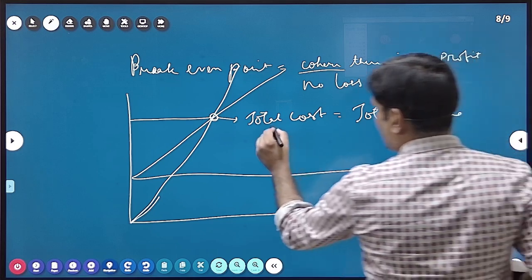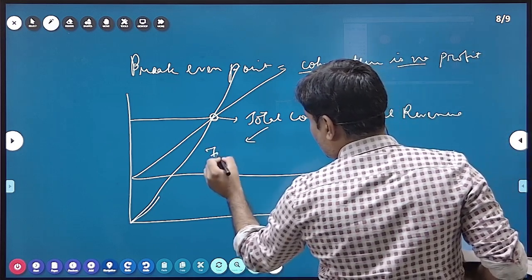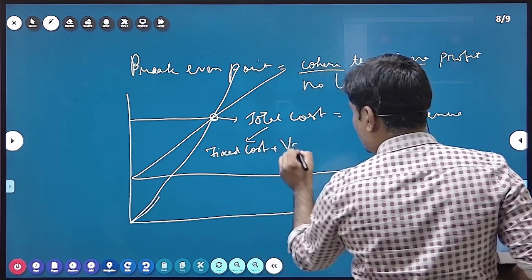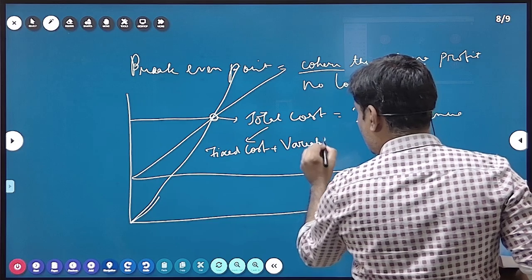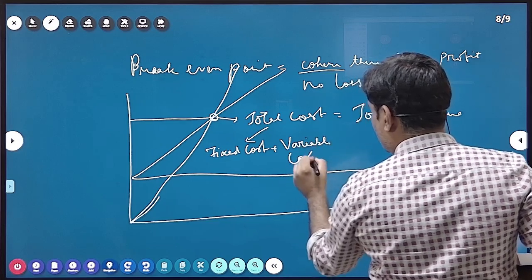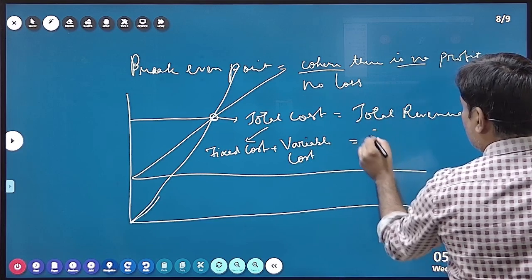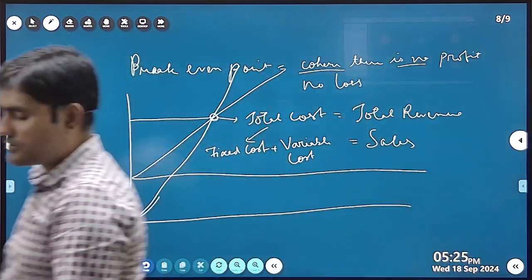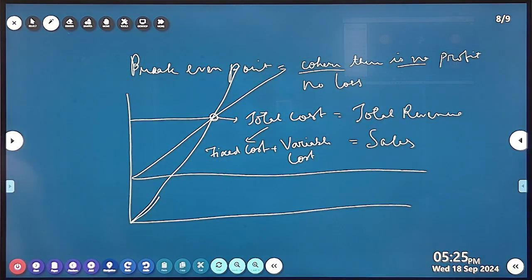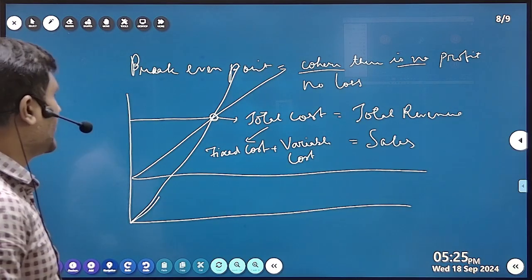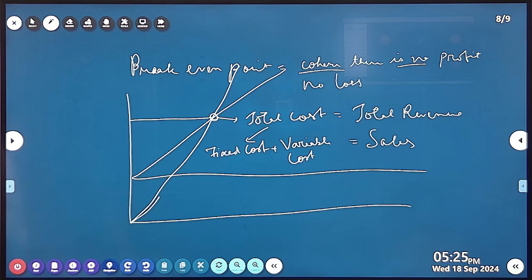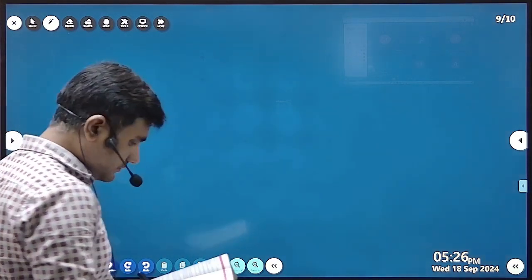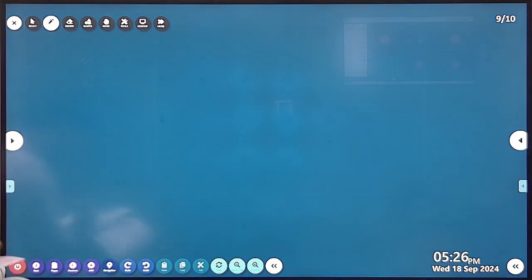Total cost is your what? Fixed cost plus variable cost equals your sales. Fixed cost plus variable cost equal to your sale. So this is your break even point. Our concept of break even is clear. We'll go through the points.